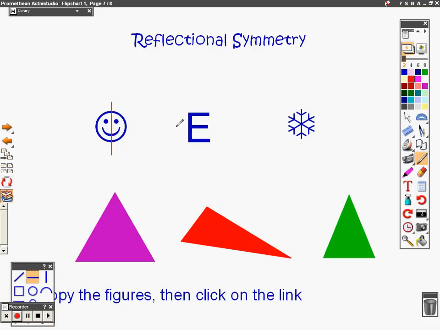If I look at this E, I could draw right down the middle. On the top and bottom, I have the exact same things. So the first two have one line of symmetry each. Let's look at this little figure.